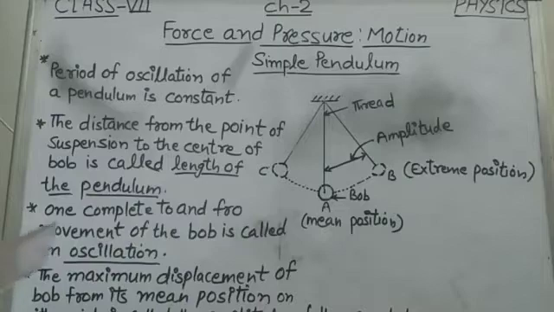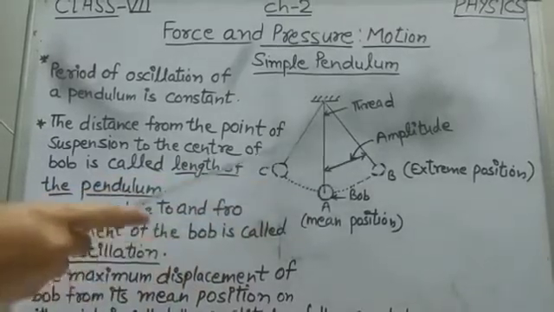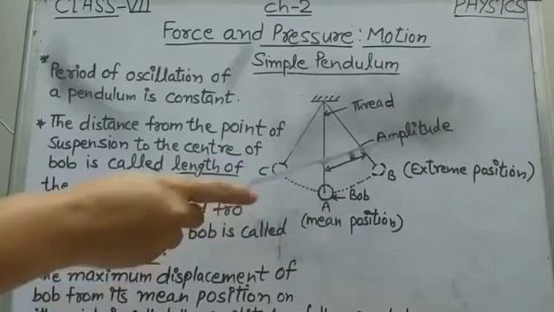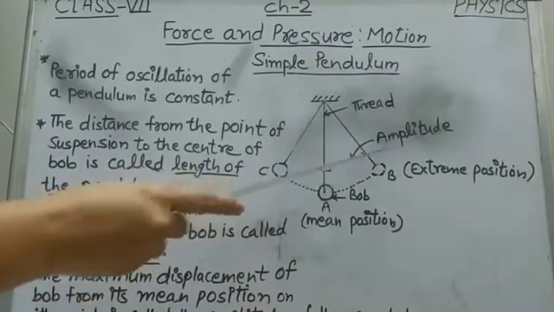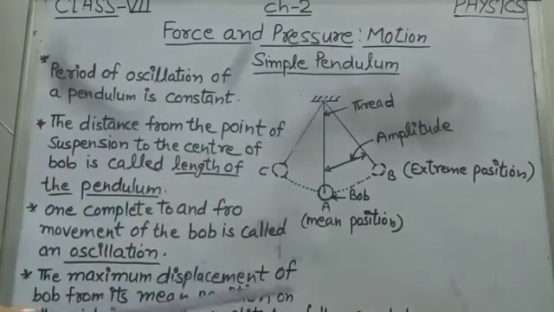The maximum displacement of the bob from its mean position on either side is called amplitude. This distance from the mean position to the extreme position is known as amplitude, on either side. So, the maximum displacement of the bob from its mean position on either side is called the amplitude of the pendulum.